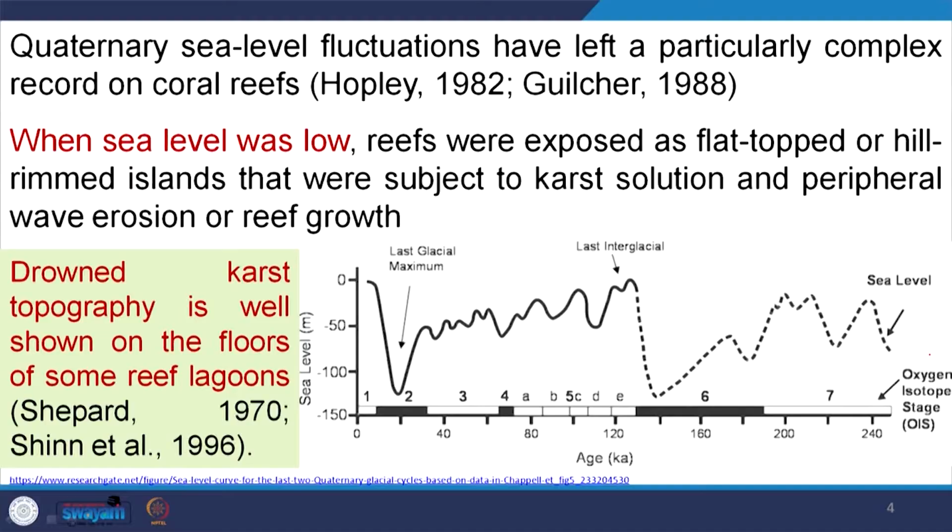So, either they will erode or they will form new ones. Quaternary sea level fluctuations have laid a particularly complex record of coral reef. When sea level was low, the reef surface was exposed. So, once you see coral reef, as you know, that is totally limestone. So, limestone exposed to the surface means it will promote the formation of karst topography. Karst topography, when we talk about weathering, these limestones are very sensitive to chemical weathering.